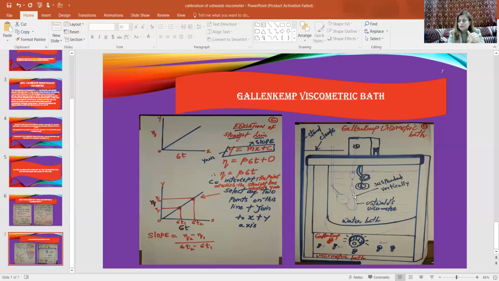Now this is your Ostwald's viscometer. Now it is suspended vertically. Here again you have to see the direction of the capillary tube. It is supposed to be vertical, right? It's not supposed to be a little bit tilted. Tilt is not allowed. You have to make sure that it is vertical and it's straight.